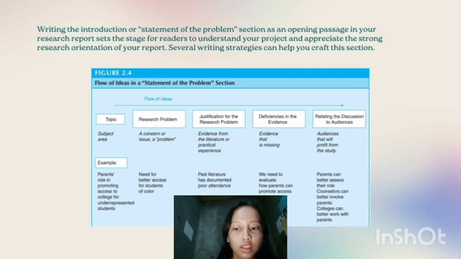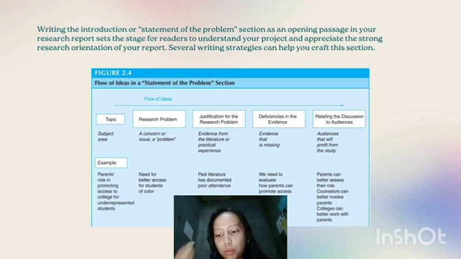So the first one is the topic or the subject area. An example of this is parents' role in promoting access to college for underrepresented students. So it is an example of the topic. The next part is the research problem. So it is a concern or issue or a problem itself. Examples for this is the need for better access for students of color. So it is somewhat like racism.